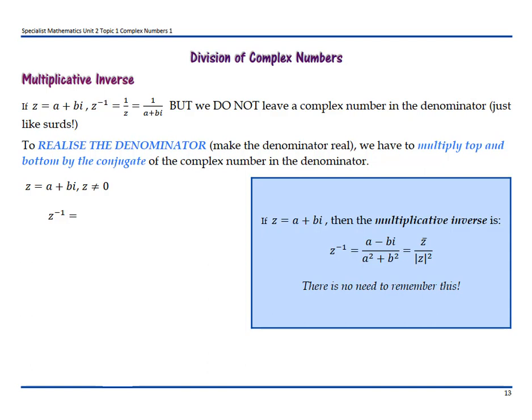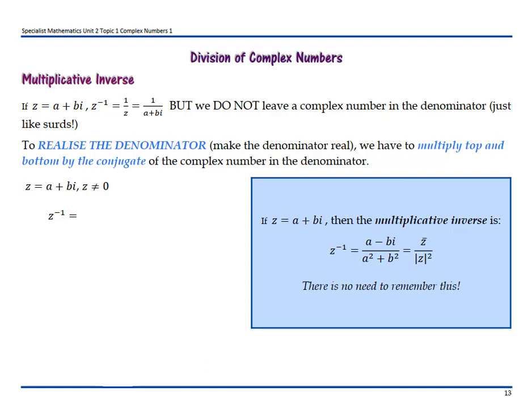Okay, so that's pretty straightforward, but we don't leave a complex number in the denominator. Now, this is akin to surds, where we rationalize our denominator to make our denominator a rational number. So if we had 1 over the square root of 7, we times by the square root of 7 over the square root of 7. So in complex numbers, we do what's called realizing the denominator. So we make the denominator real.